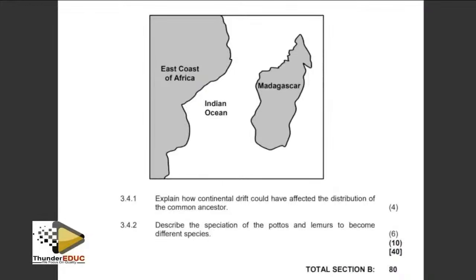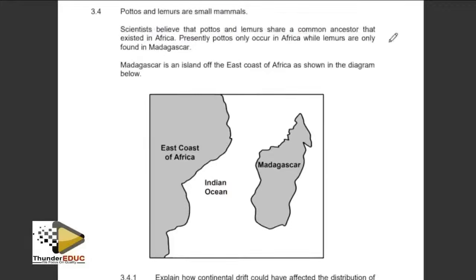The question describes speciation of poto and lemurs. How did they become different species? There was one population of these organisms. Did they talk about the ancestor? If they talked about the ancestor, then you have to speak about it. Scientists believe that poto and lemur share a common ancestor. They didn't mention the ancestor here, so you have to tell us that.